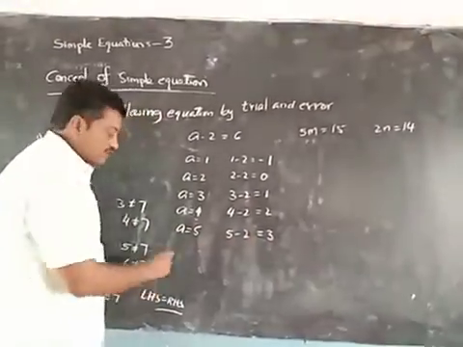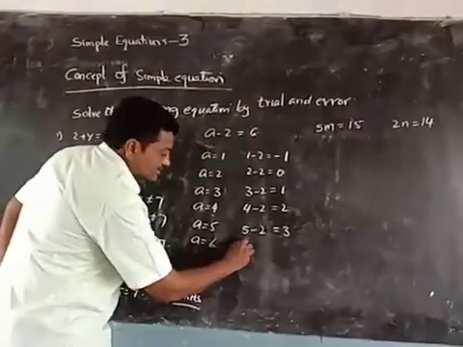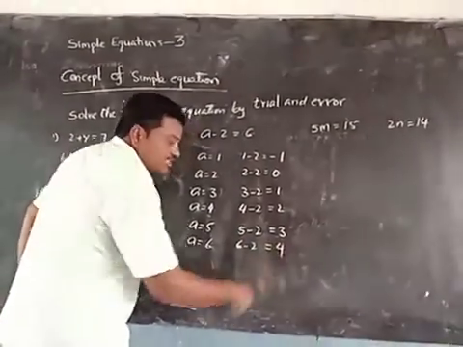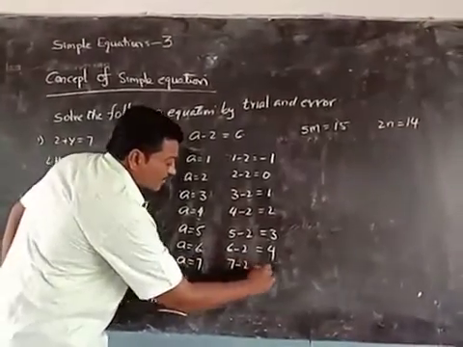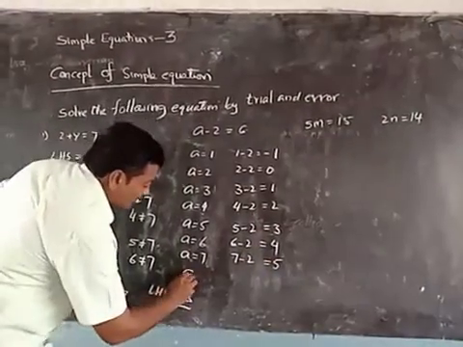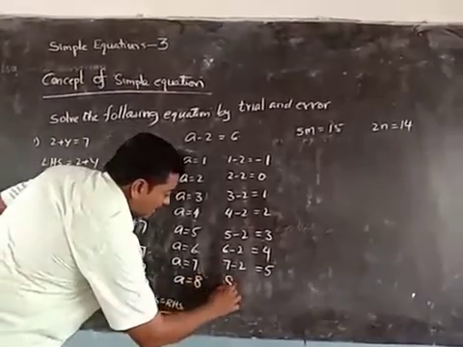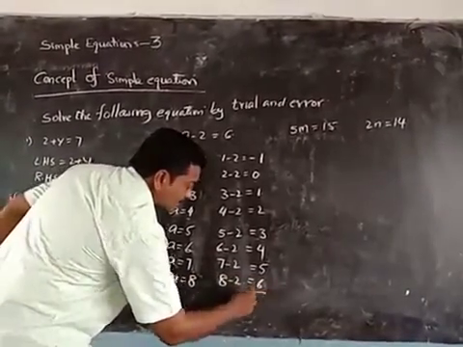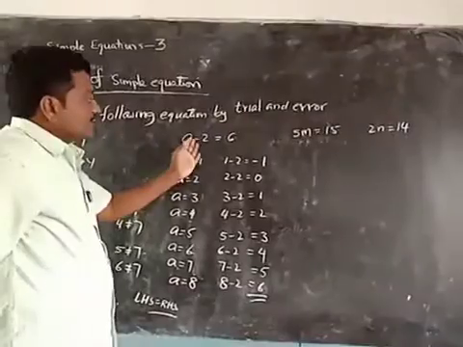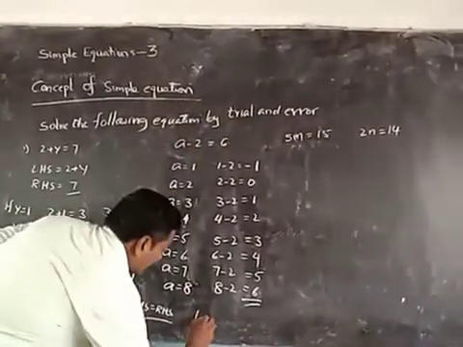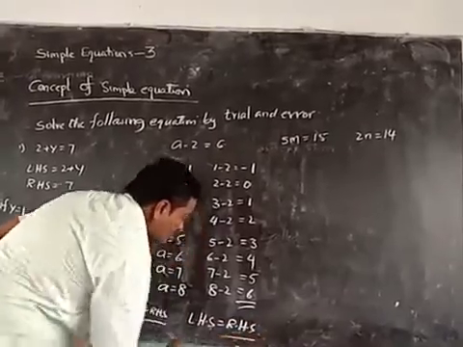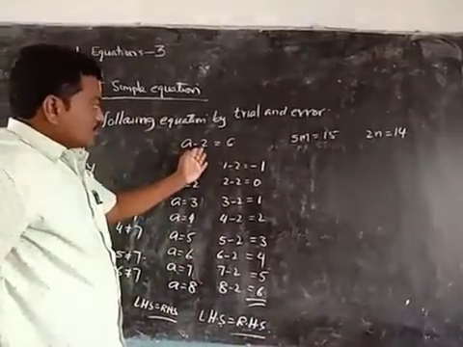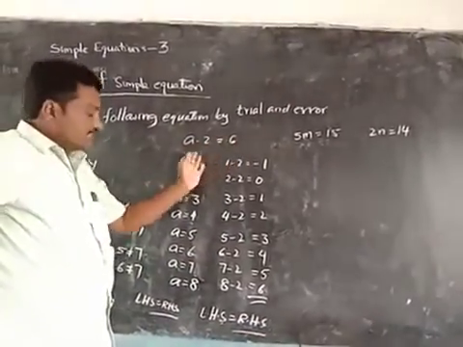It is not a solution. a is equal to 6, 6 minus 2, 4. It is also not a solution. a is equal to 7, 7 minus 2, 5. It is also not a solution. a is equal to 8, 8 minus 2 equal to 6. It is a solution. So always the left hand side is equal to the right hand side, RHS. So 8 minus 2 equal to 6, RHS also 6. So it is a solution.